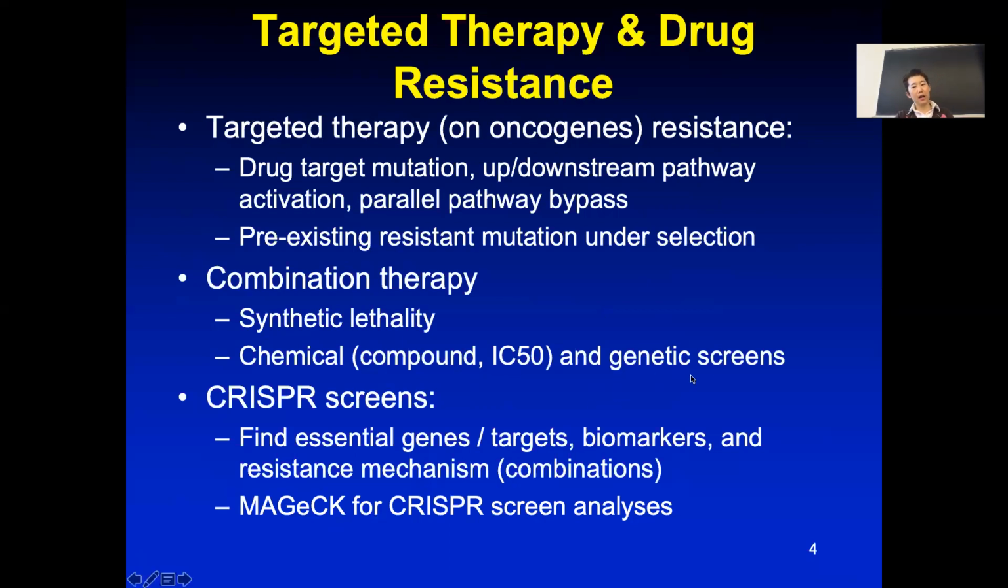But the other way is genetic screens. So we talk about CRISPR screens. This one is for one cell line, we test every single gene, right? All the different genes, to see if we knock out that gene, whether that will make the cell grow slower or faster. And so you can use this approach to identify the essential genes or new drug targets for a particular cancer cell line. You can also treat the cells with the drug and compare with the cells without the drug in the CRISPR screen to identify the biomarkers of response and also identify resistance mechanisms and identify combinations. And we mentioned MAGeCK for CRISPR screen analysis.